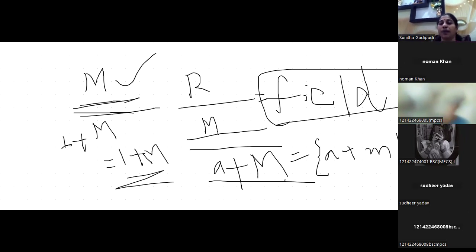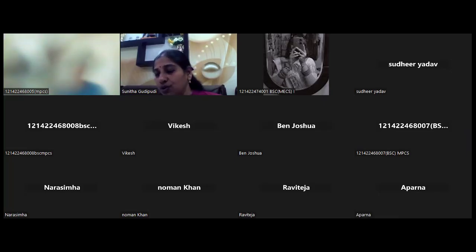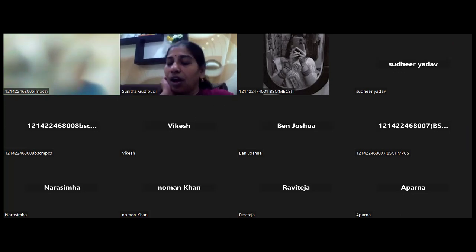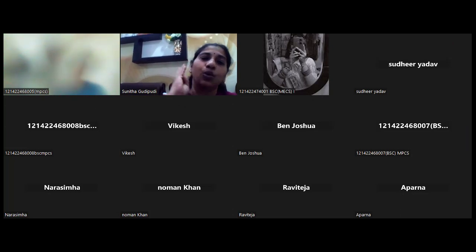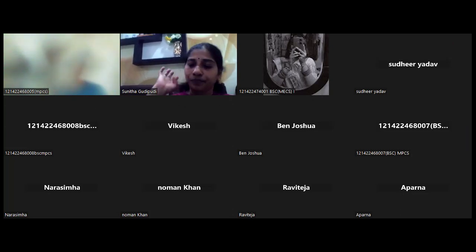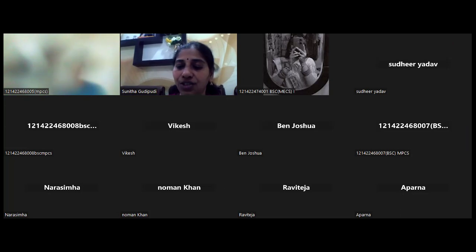So you need to exhibit this for every element. This is an if and only if condition. M maximal means R by M is a field. R by M a field means M is maximal. So that's it. I'll end because this session lasts only for 40 minutes. We can't extend. So if you all join tomorrow also, we can see the proof of this particular theorem tomorrow.